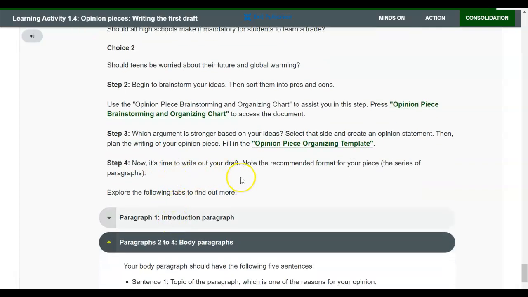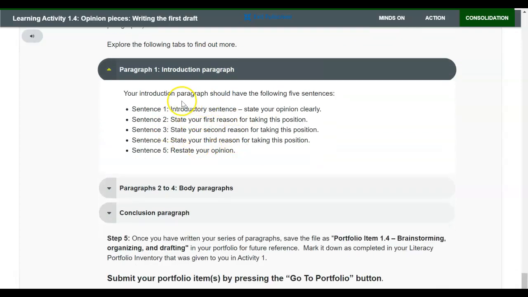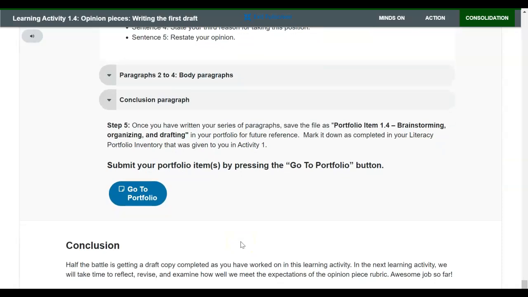Then it's time for you to write your first draft of your series of paragraphs. And here again, it tells you what you should have in each one of your paragraphs. And then once you've written everything out, I want you to save it to your portfolio item 1.4, brainstorming, organizing, and drafting. And you can just do that by clicking on the portfolio item here. And you're going to come back and look at this later in the next activity.